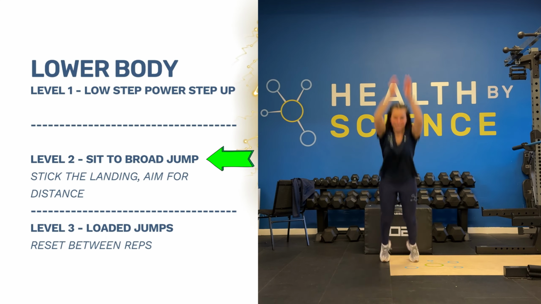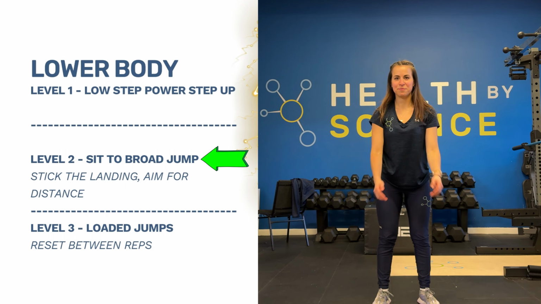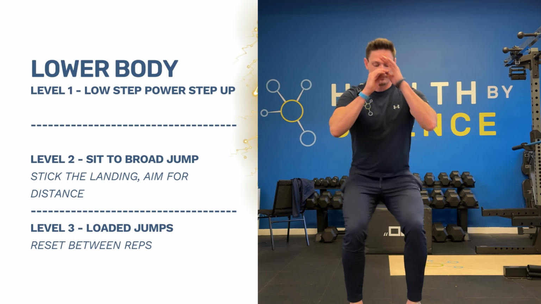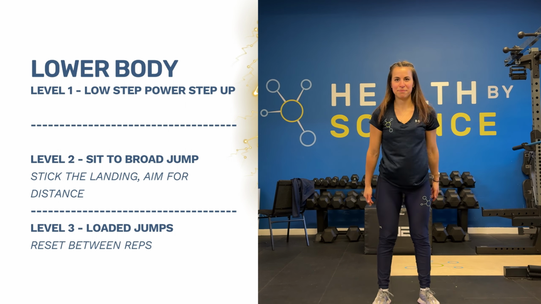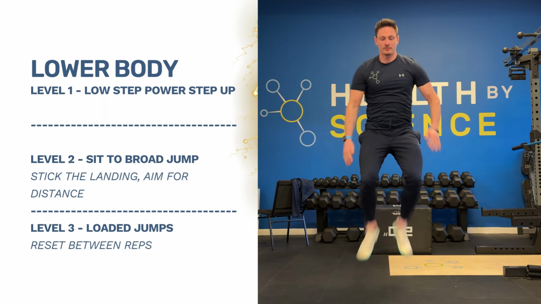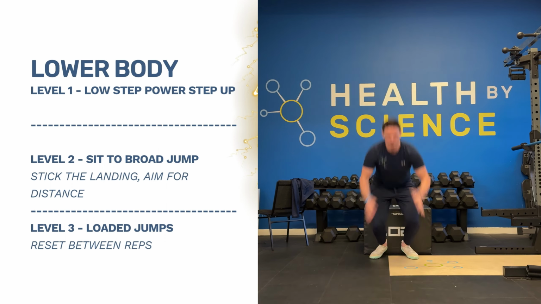Our level 2, we've got a sit to broad jump. So the idea is from a seated position, we're having to generate a lot of force and power from a dead start. So we're sitting either a quarter squat or a full squat, and then we are looking to jump as far as we can and stick the landing. Ideally aiming for distance. This is a good one because we can measure how much power we're producing and also give ourselves a target to increase in time.